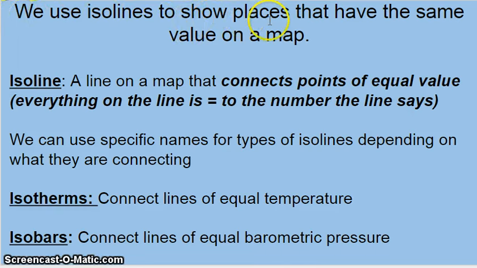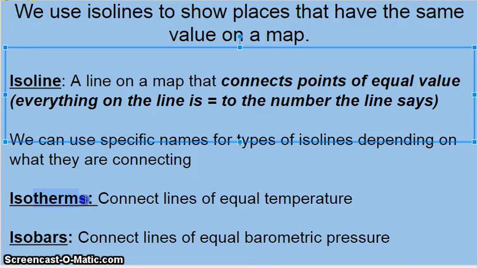We use isolines to show places that have the same value on a map. So into your notes, please copy down: isoline, a line on the map that connects points of equal value. Another way of saying this is that everything on the line is equal to the number that the line says. There are 2 specific types of isolines that we need to know for the regions and for our milestone in this class, and they are isotherms.